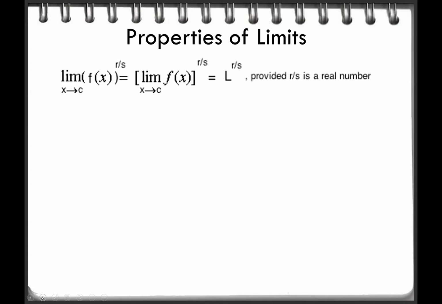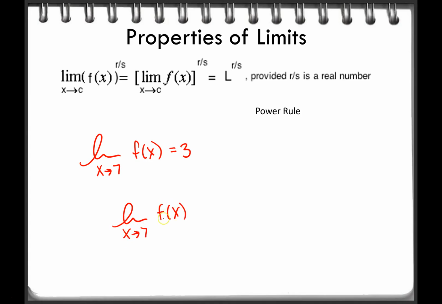The last property of a limit is the power rule. And the power rule basically states if you know that the limit as x approaches, let's say 7 of f of x equals 3, and I ask you to do the limit as x approaches 7 of f of x squared, then what you're going to do is just do 3 squared, which is 9. Now, I'm not going to be too particular about the parentheses at this point. All I want you to do is identify that it's asking you to square that limit and then just evaluate it.